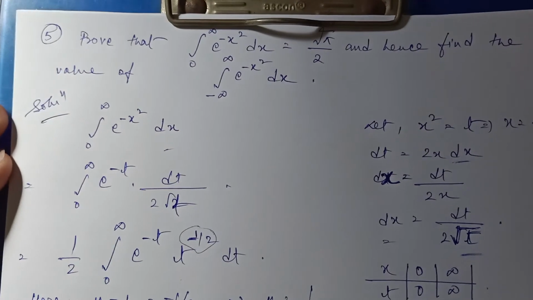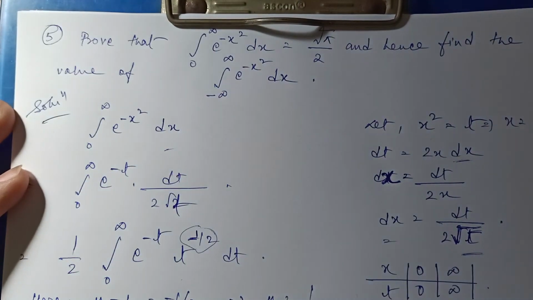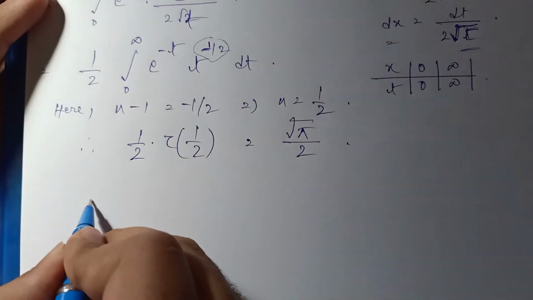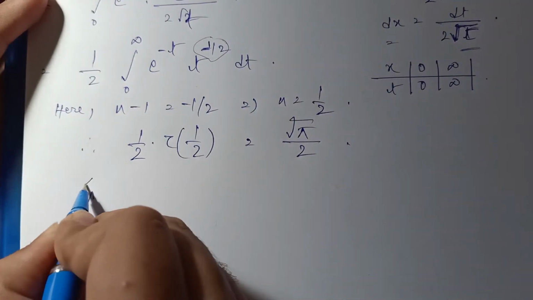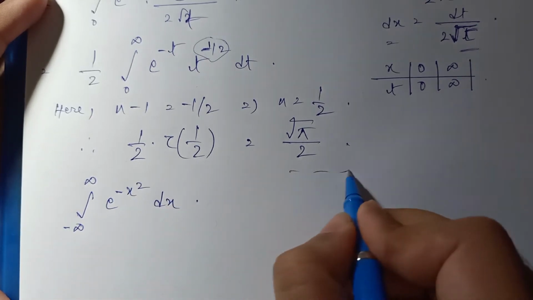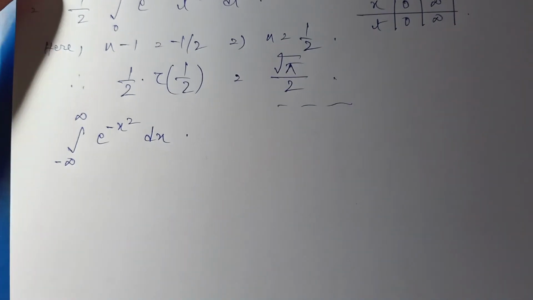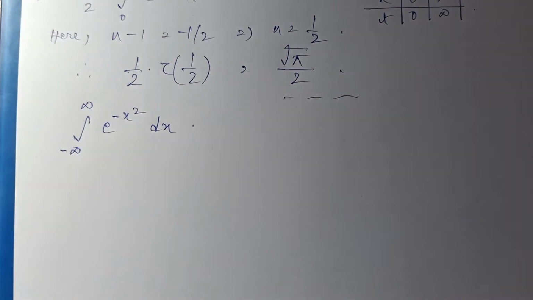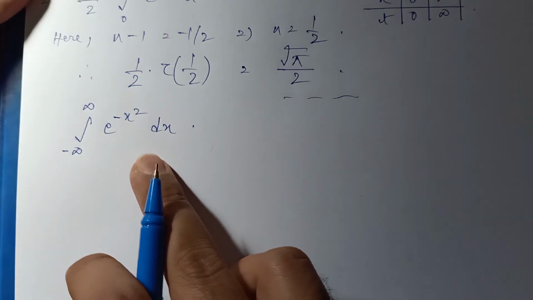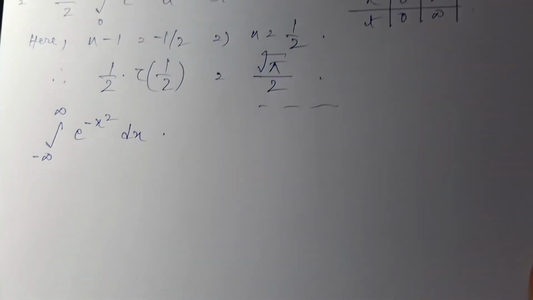Now let's solve the second part. In the second part, you have to find the value of this one. So I just write this thing, minus infinity to infinity e to the power minus x squared dx. This was the second part, this is the first part. This is a very simple thing, but yet you have to recall some properties of integration from class 12.